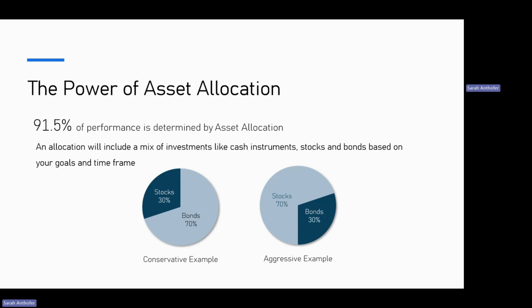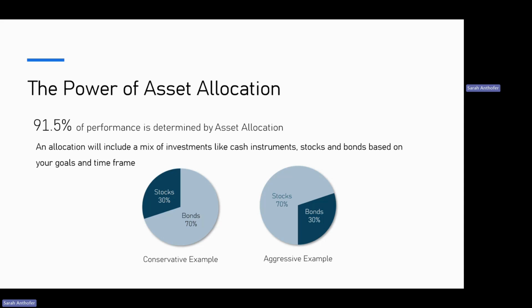So let's talk about the power of asset allocation. 91%, 91.5% of performance is going to be determined by your asset allocation. And allocation is going to include a mix of investments like cash, stocks, bonds, just like we've talked about. So I'm giving you a couple different examples here. You might have an example where 70% of it is going to be in bonds and cash, and 30% of it is going to be in stocks.